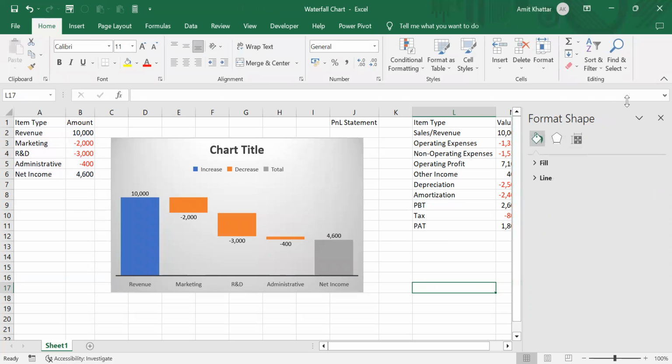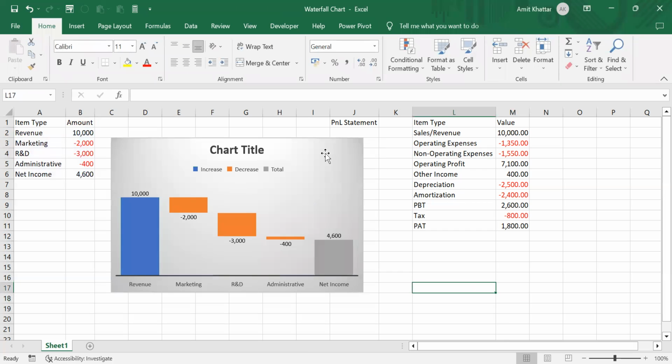So now from the chart, it is very much evident that the starting point, revenue, is a positive increment. Marketing, R&D, and administrative are the costs, that's why it's a decrease. And net income is a total. So I don't need to look at the data per se. I can very well look at the waterfall chart and have an understanding of what's going on.